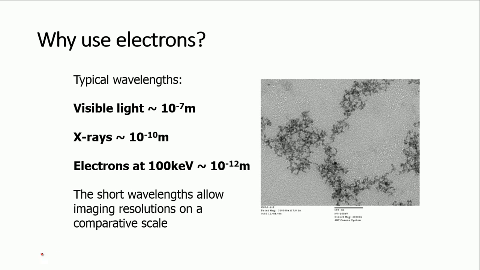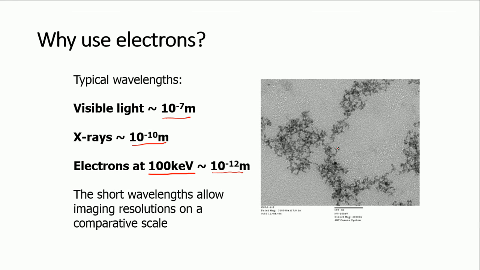In addition to that, we use electrons for another reason. If we just use visible light, we can only get a resolution similar to the wavelength of that, which is a few hundred nanometers. X-rays have a shorter wavelength, so we can get better resolution with X-rays. But if you accelerate electrons with a very large voltage, i.e. 100 kilovolts, you will actually get a wavelength of approximately 10 to the minus 12 meters. And that's the sort of resolution that you can get from your electron microscopes.